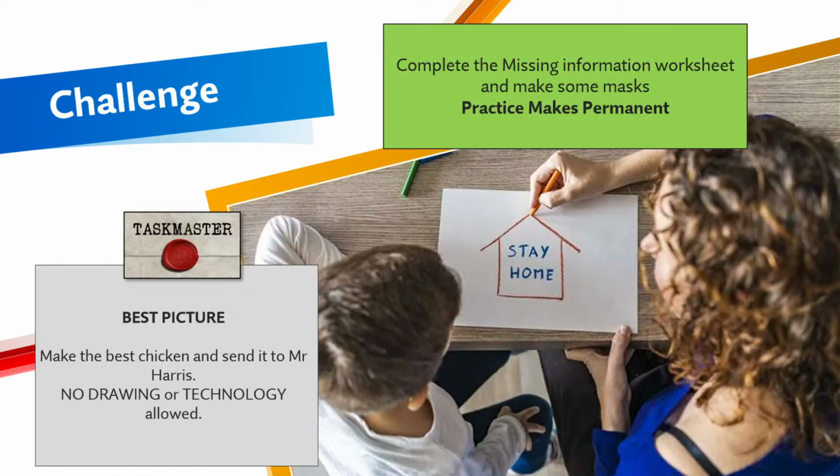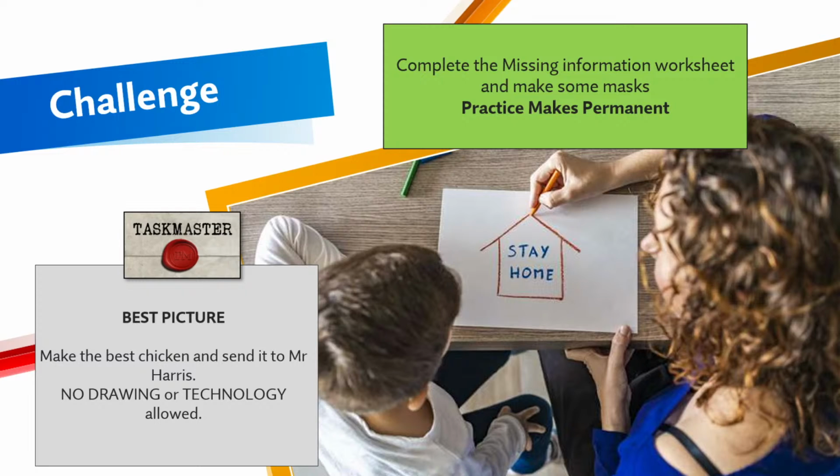However, we need a new Taskmaster challenge. This week's Taskmaster challenge is the best picture. Make the best chicken and send it to Mr. Harris. But you're not allowed to use drawing or technology. How are you going to make a chicken without drawing or technology? You can use technology to take the picture, obviously, but you can't use technology to draw the chicken. You can't draw and you can't use technology to make your chicken. Best picture of a chicken wins.